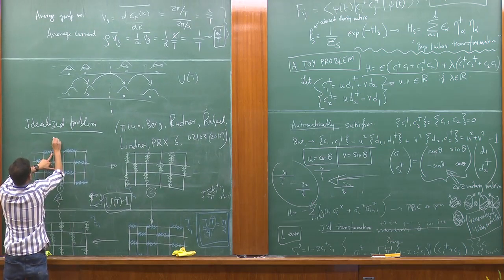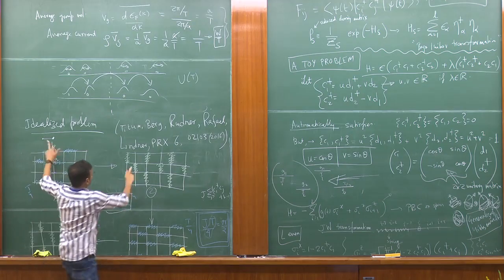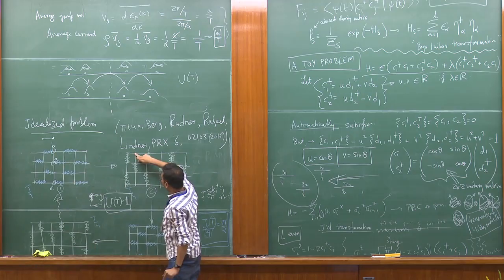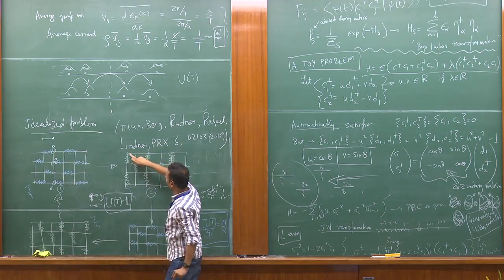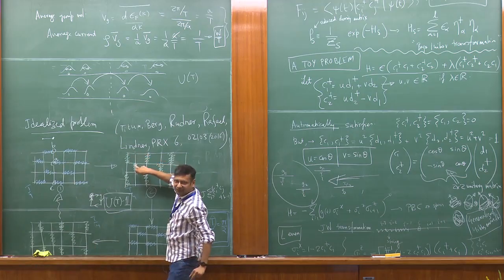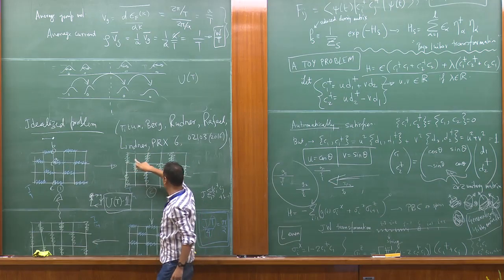So the fermion is here at B. Then in one T/4 cycle, it moves here to this point. But now you see, it has nowhere to go, because this hopping is off, this hopping is off, and this hopping is off. That's a boundary effect, right?